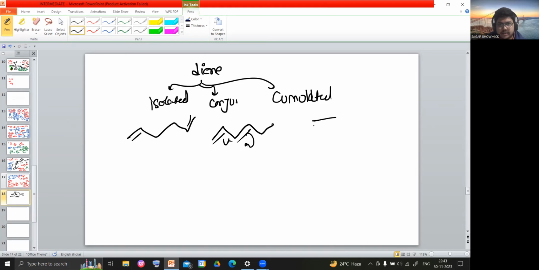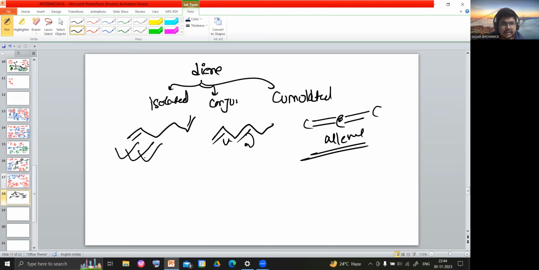And cumulated means carbon, carbon, carbon, so the double bonds are in adjacent positions. So these are cumulated dienes. These are actually allene systems. Allene systems. Okay, so this is the type of diene.